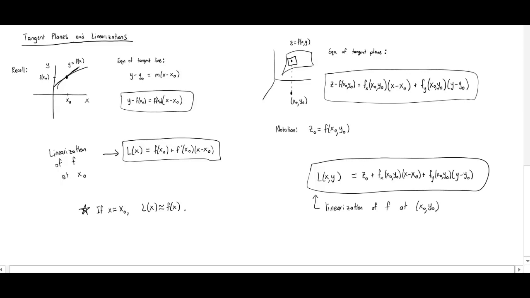And again, the key application of the linearization is that if we have a point x y which is close to the point x naught y naught, then our linearization at x y should be about the same as the function f itself at the point x y. So tangent lines, tangent planes, linearizations, all of them are related to this idea of approximating your function with something linear. So let's do a couple of examples. Well, at least one example.